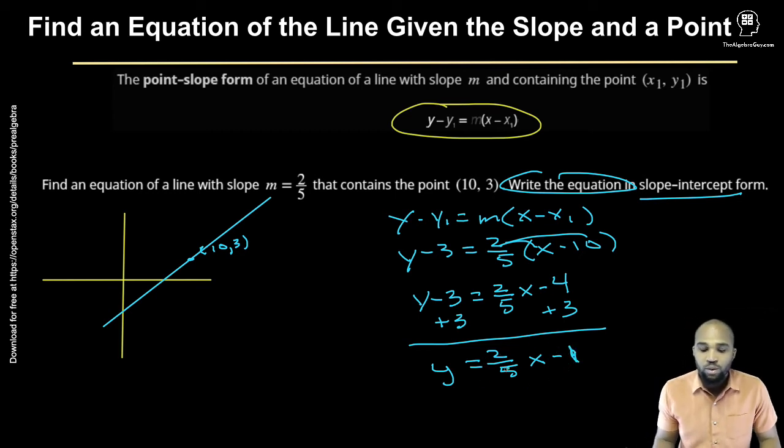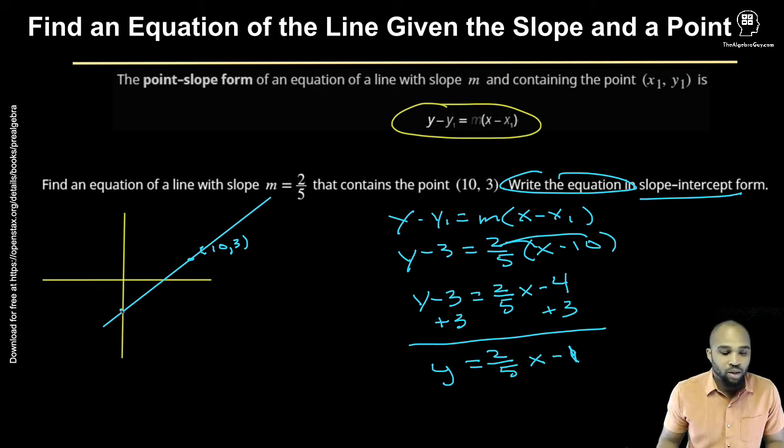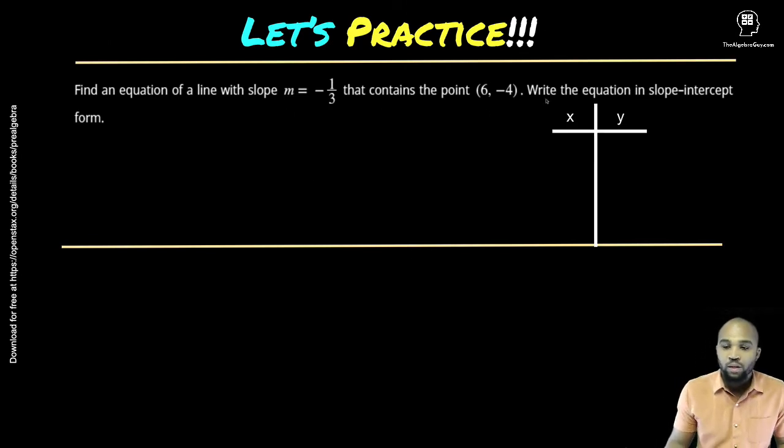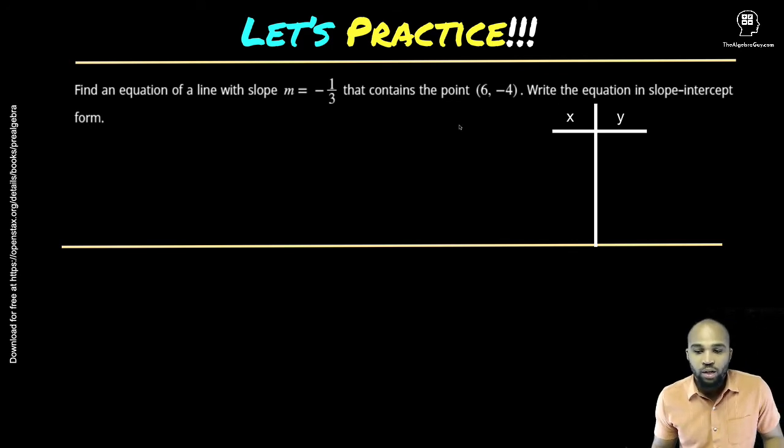So I know I have a slope of 2/5. I have a y-intercept at -1. So this would have been a -1 where I'm crossing. So that's how you would do it. Pretty simple. Find the equation of a line with slope -1/3 that contains point (6, -4). Again, write in slope-intercept form.